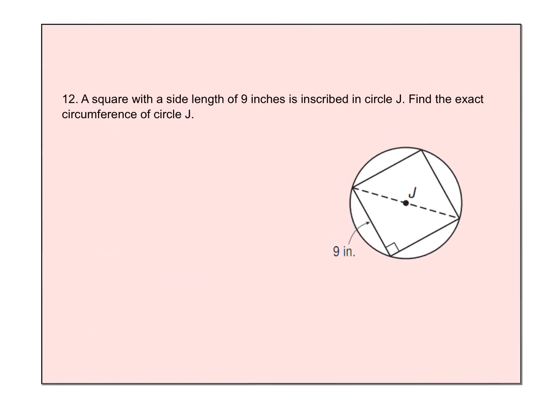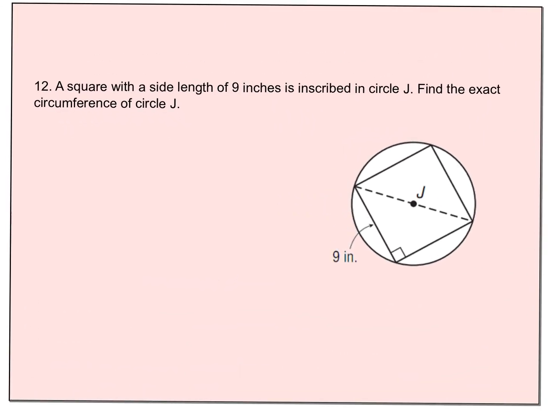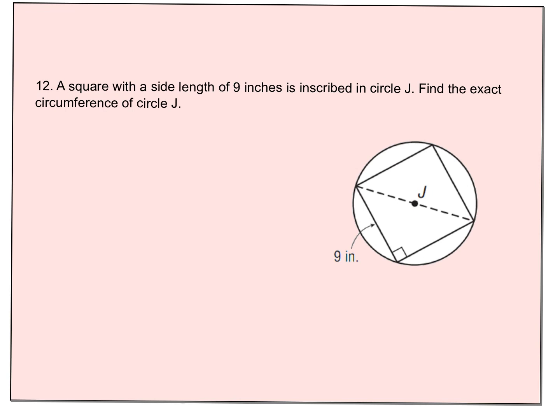All right, a square with a side length of 9 inches is inscribed in circle J. So in this case, it's a little bit different because the square is inscribed in the circle. Find the exact circumference of circle J. So how do I figure this out? Well, I would do Pythagorean theorem to figure out my diameter. So that's going to be 9 square root of 2. And all I did was remember some 45, 45, 90 rules. So I'm going to go 9 times the square root of 2.